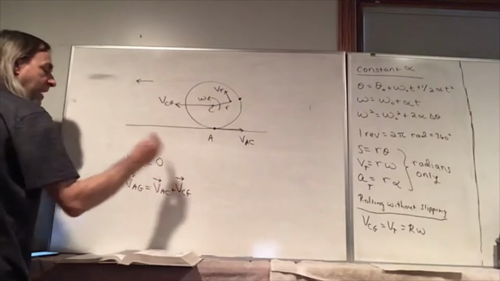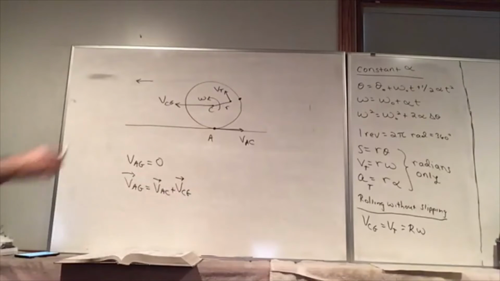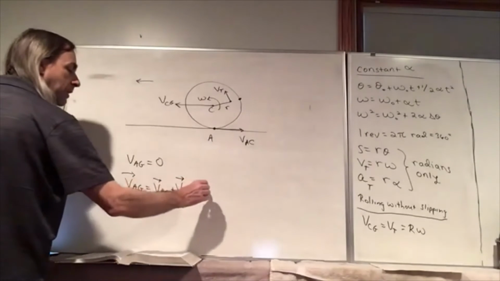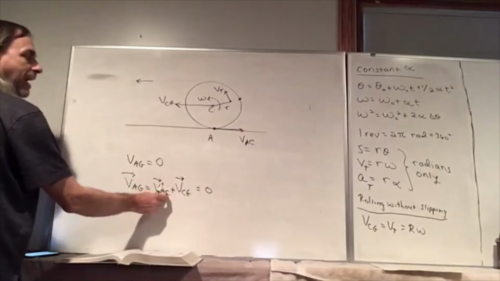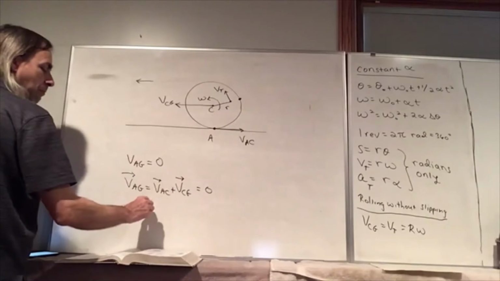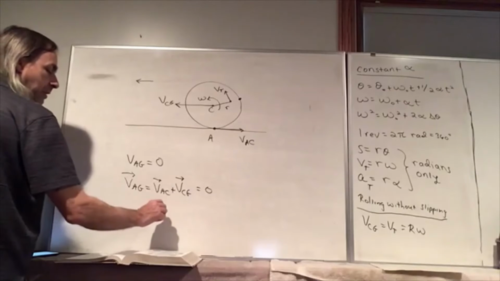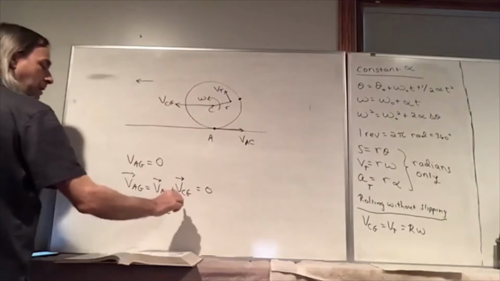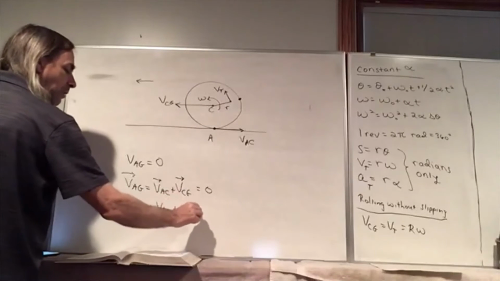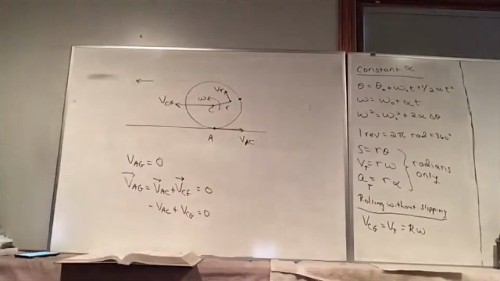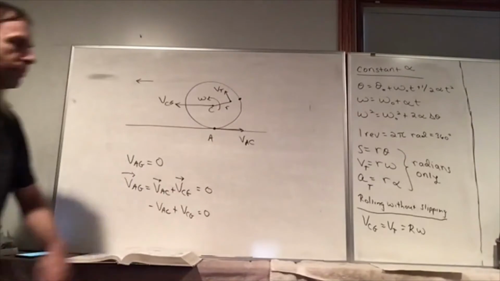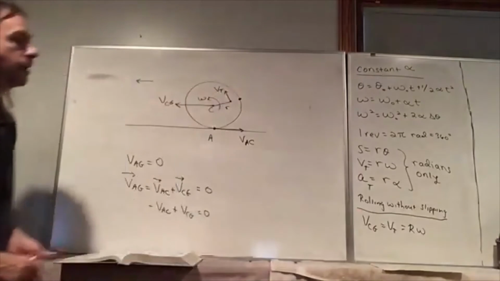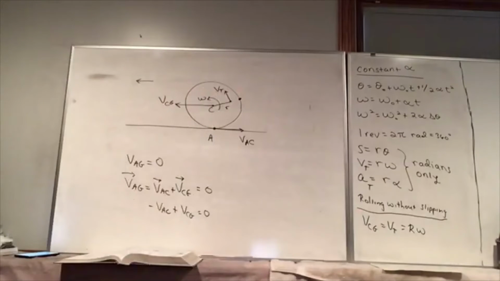Those are vectors. And now let's just call this our positive direction. Everything is in a line, so we can just focus on magnitudes. This is equal to 0. So the velocity of A relative to C is negative, let's say minus the magnitude VAC. The velocity of the center with respect to the ground is positive. And so we can see that these two have to be equal in magnitude, which is what I wrote there. So that's rolling without slipping.